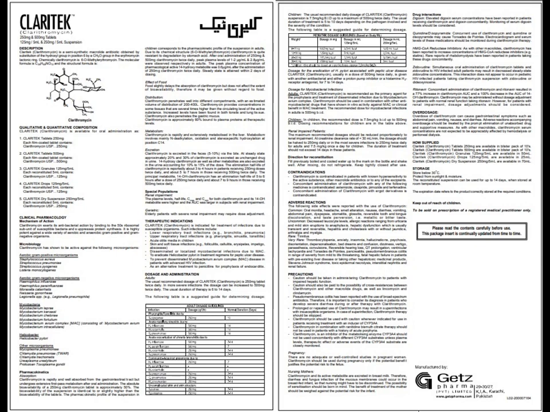Aerobic gram-positive microorganisms: Staphylococcus aureus, Streptococcus pneumoniae, Streptococcus pyogenes, Listeria monocytogenes. Aerobic gram-negative microorganisms: Haemophilus influenzae, Haemophilus parainfluenzae, Moraxella catarrhalis, Neisseria gonorrhoeae, Legionella spp, for example Legionella pneumophila.